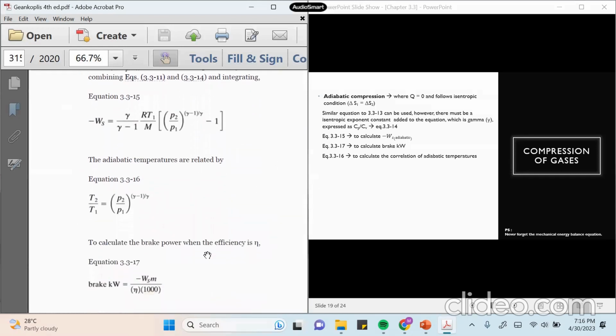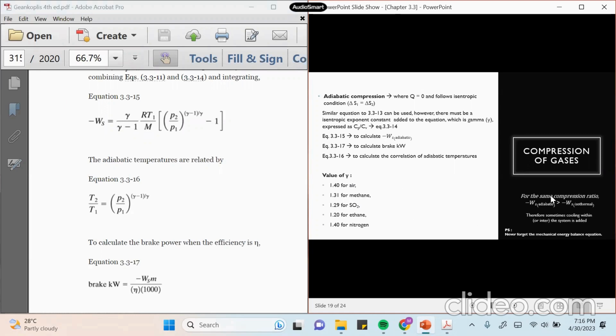And then for calculating the brake power, use again equation 17. Now to calculate the correlation of the adiabatic temperature. In adiabatic compression, there is a temperature change, but there is no heat transfer from the system to the environment. So if you want to calculate the adiabatic temperature after and before compression, you can use this equation. Now, the value of gamma can be seen here: 1.4 for air, 1.31 for methane, and so on.